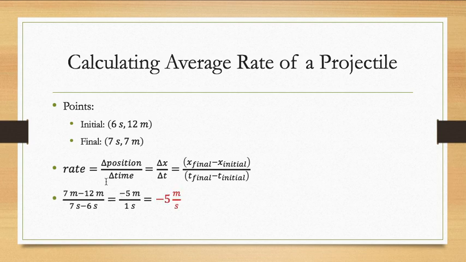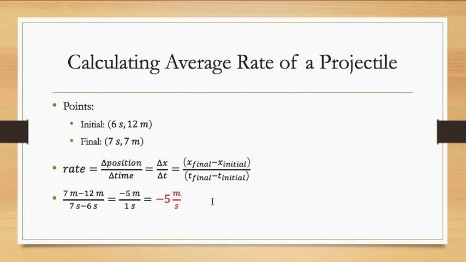But what's different is that our final position is less than our initial position, right? So we get 7 minus 12 meters gives us negative 5 meters, okay? And the time here is just 1 second, right? 7 seconds minus 6 seconds. So we end up with a negative 5 meters per second for our rate.